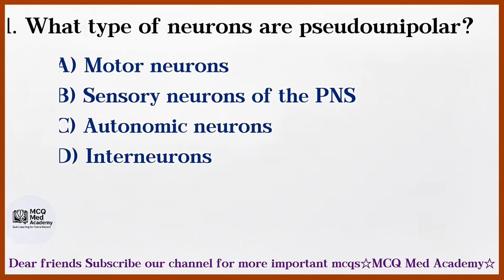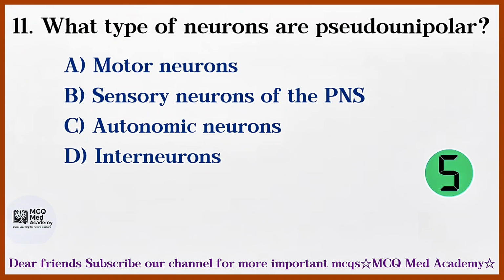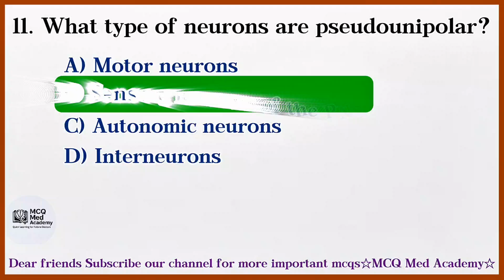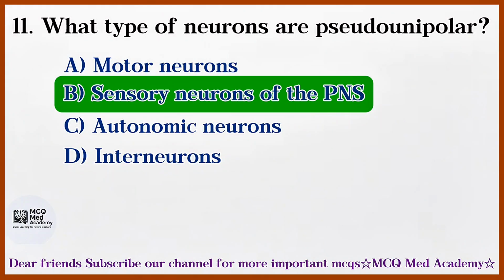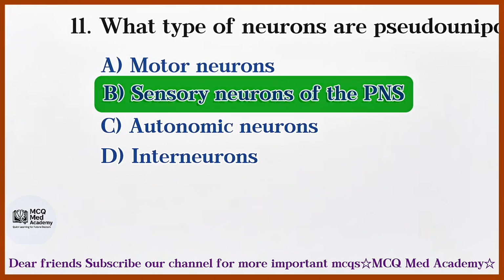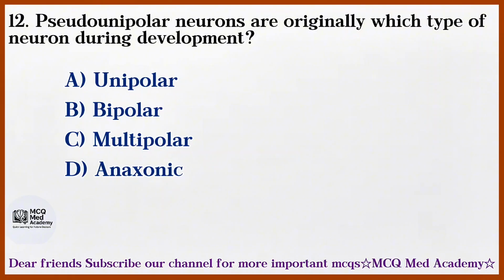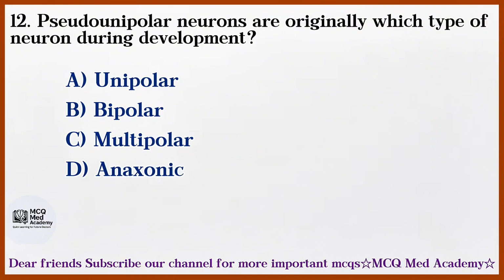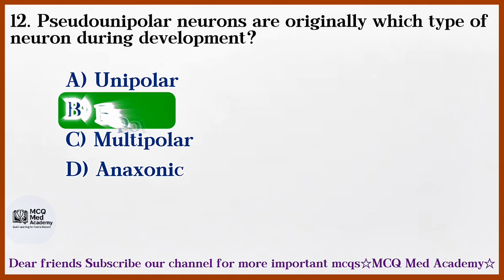11. What type of neurons are pseudounipolar? Correct answer. B. Sensory neurons of the PNS. 12. Pseudounipolar neurons are originally which type of neuron during development? Correct answer. B. Bipolar.